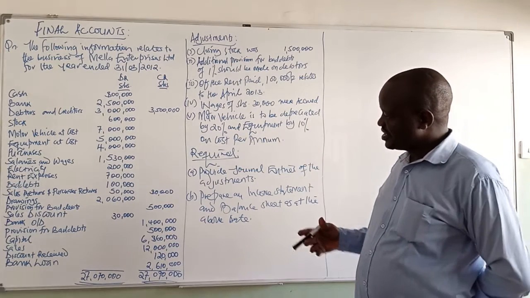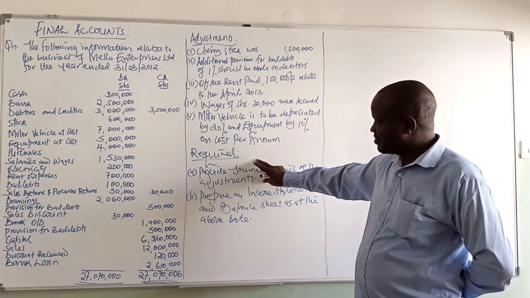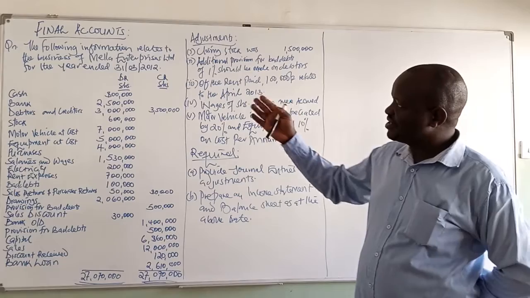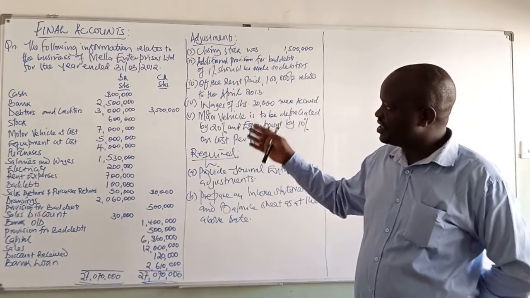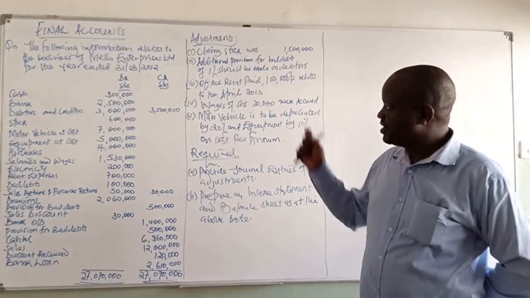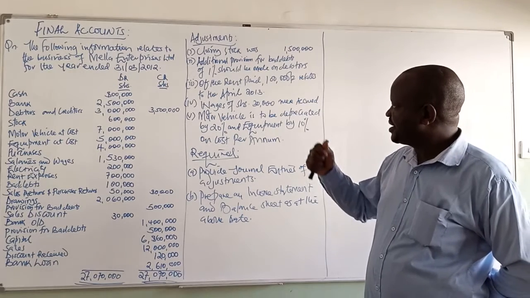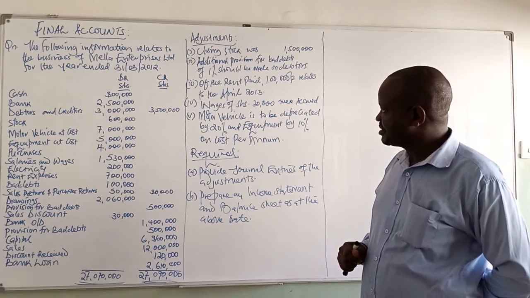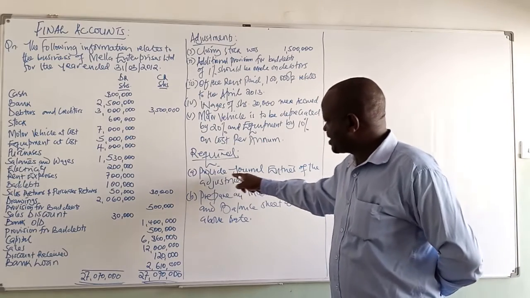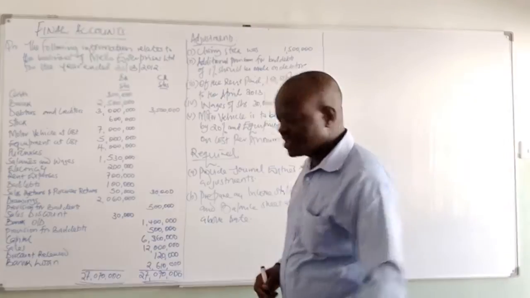But this time, the question that we have has an element of the journal entries for the adjustments. So we have the question that says the following information relates to the business of Mela Enterprises for the year ending 31st March 2012. And they are telling us to ensure that later we provide journal entries for the adjustments. Journal entries for the adjustments.